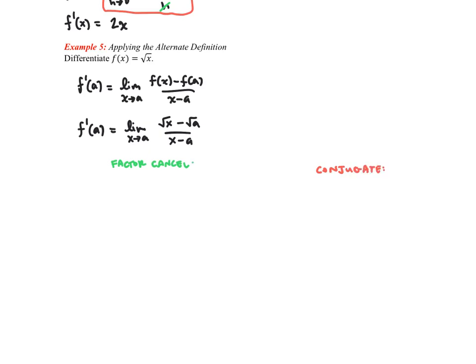Okay, so factor cancel method. f prime at a will equal the limit as x approaches a of, I'm going to factor the denominator. And you might ask, well, how can you factor x minus a? Well, it is the difference of two perfect squares. And the square root of x is the square root of x, and the square root of a is the square root of a.